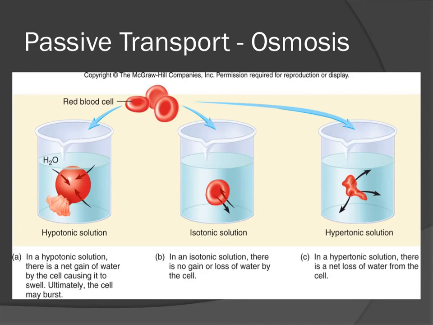And then you have isotonic solution, where there is no gain or loss of water by the cell. So that's equally, the water's moving at equal rates in and out of the cell. And that's, of course, ideal. That is the environment that we would want for all of our cells, an isotonic solution, because homeostasis and equilibrium is being met.